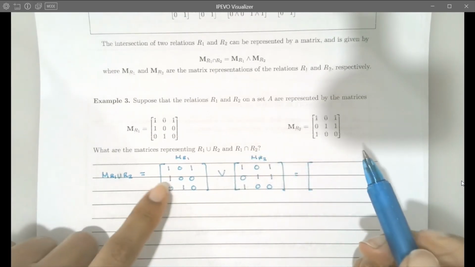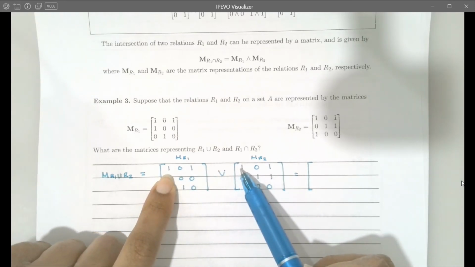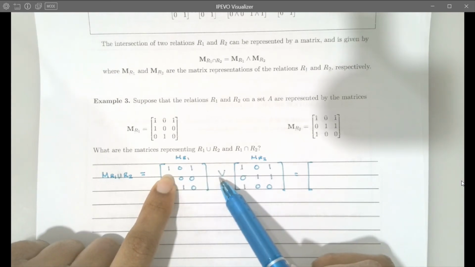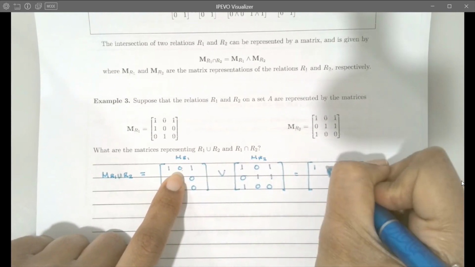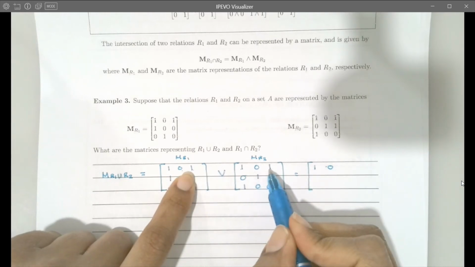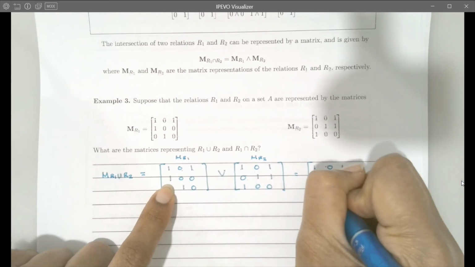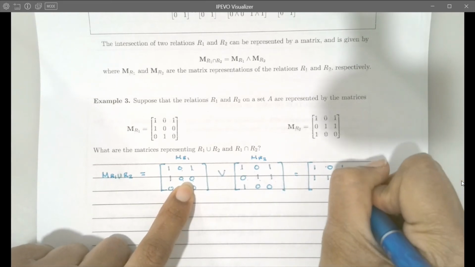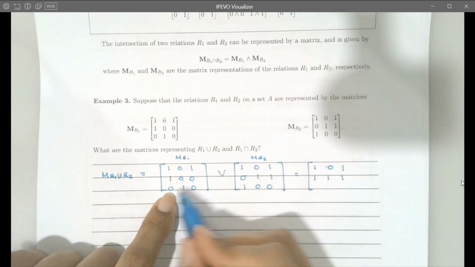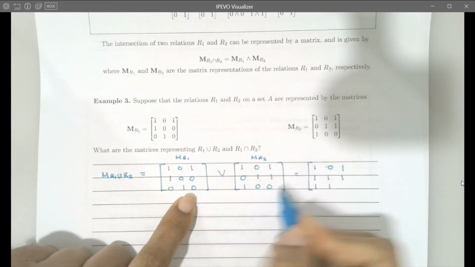Right, and it's defined component-wise. So if I take a look at the first row, first column, that means I need to look at the first row, first column of the second matrix as well. So here we'll have a 1 or 1, that means we have a 1. Then a 0 or 0, that means we have a 0. A 1 or 1, that means we have a 1. And we have a 1 or 0, so that's a 1. A 0 or 1, that's a 1. A 0 or 1, so that's a 1. And last row, 0 or 1, that's a 1. 1 or 0, that's a 1. 0 or 0, that's a 0.